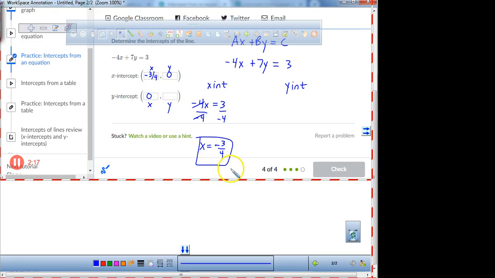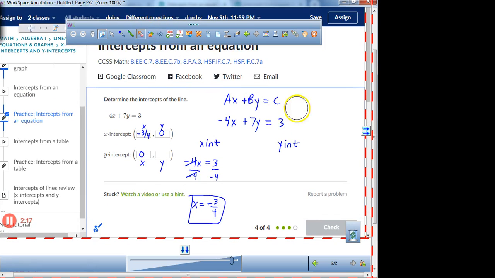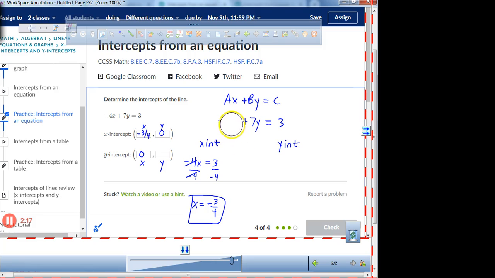Negative 3/4. I can do the same thing to find my y-intercept. All I have to do is go over here. Notice, what's your x-value equal to for your y-intercept? Your x-value is equal to 0. So let's make all this equal to 0. Oh, it's kind of flickering like a ghost. There we go. So right now, it's all equal to 0.